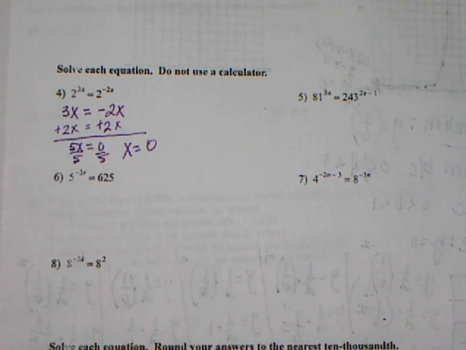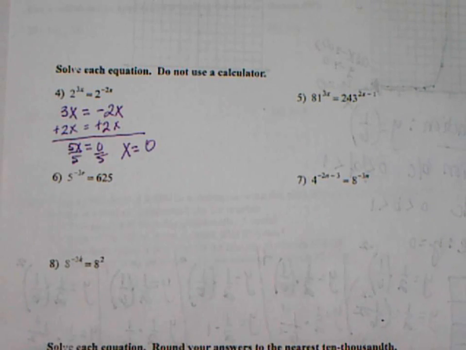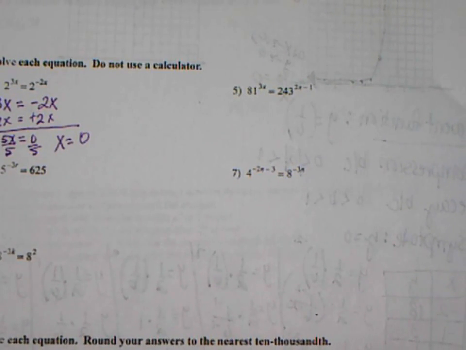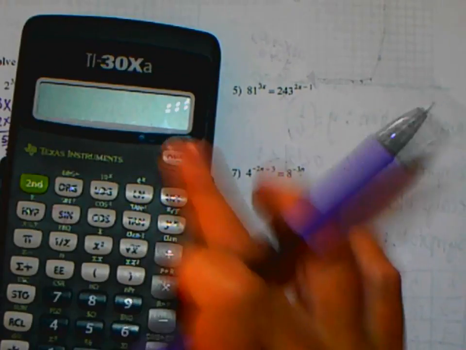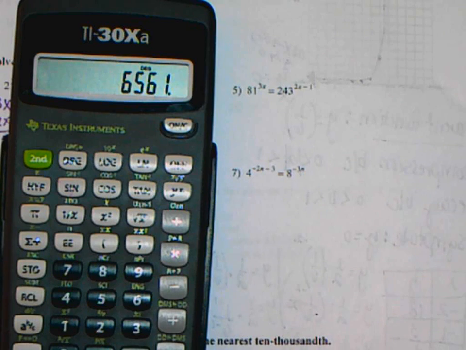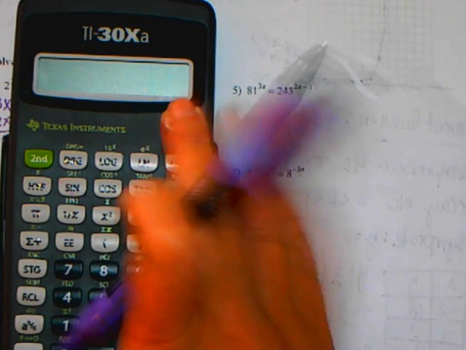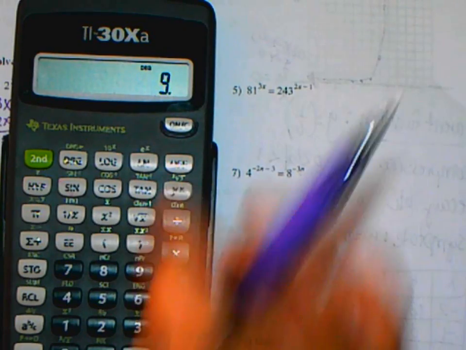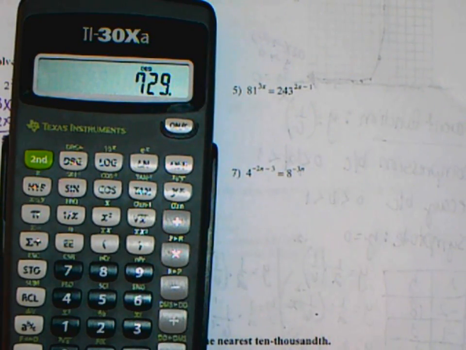Alright, look at the number 5. 81 and 243. Do you think we could write both sides with a base of 81? Well, 81 to the first power is 81. Let's see what 81 squared is. 6,561. So that's not going to work. So do you think a 9, you say? Well, we know 9 squared is 81, so that'll work. Let's see, what is 9 cubed? 729. So 9's not going to work.